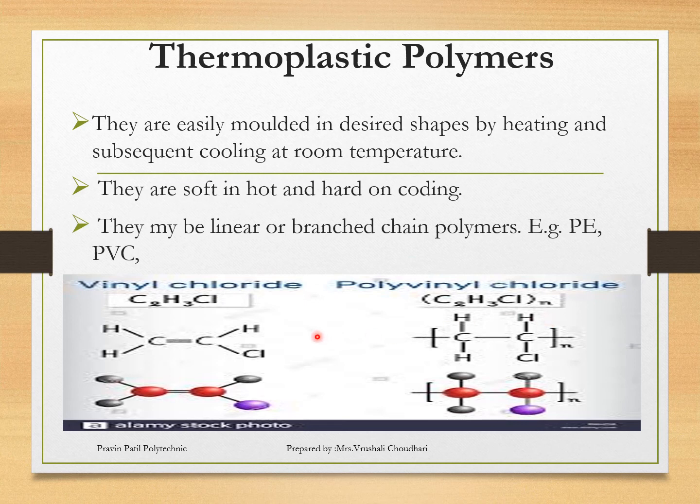When we heat this PVC, what will happen? The bond between carbon and carbon becomes weaker, and we are able to mold it into different shapes and sizes. But as the temperature cools down and becomes normal, it again becomes hard. That is called a thermoplastic polymer.